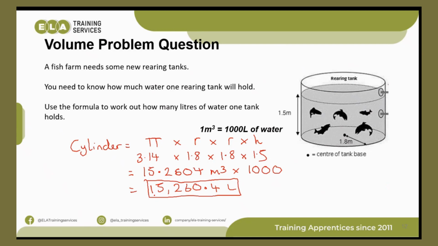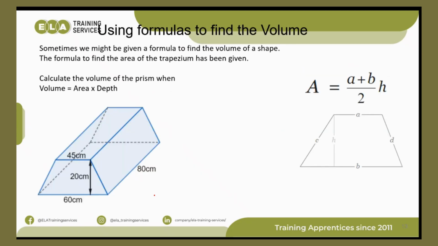Okay, as mentioned before, the volumes of cuboids, cylinders and cubes you need to remember the formula for. Sometimes you might be asked to calculate volume when you're given a formula to work with. So sometimes we may be given a formula to find the volume of a shape. The formula to find the area of a trapezium has been given. Calculate the volume of the prism when the volume equals the area multiplied by the depth. So step 1, we need to work out the area of the trapezium here.